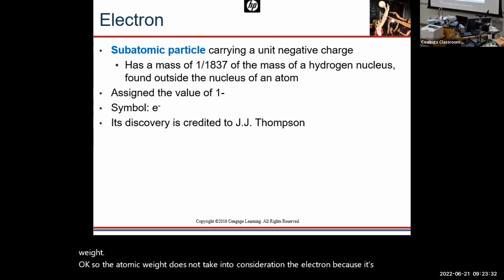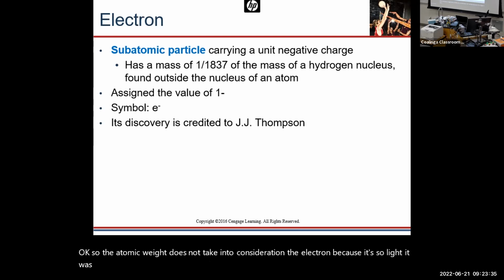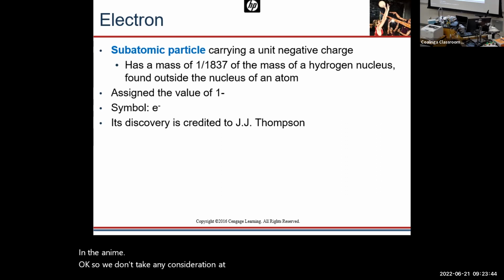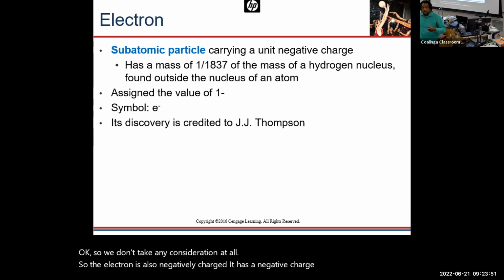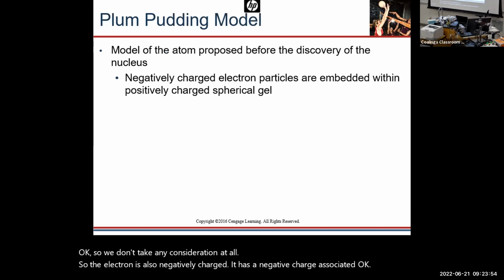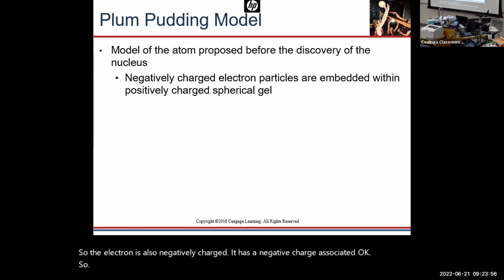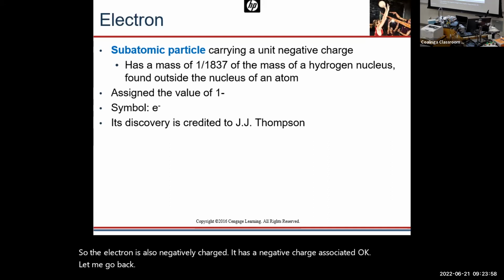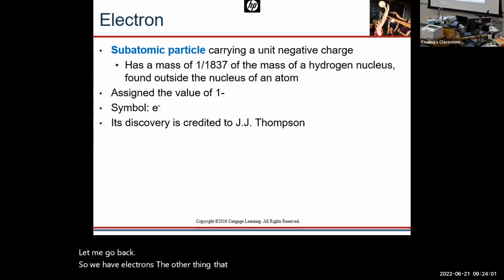What did I just say? The electron is so light. Okay, so we don't take any consideration at all for the weight. The electron is also negatively charged. It has a negative charge associated with it. So we have electrons. The other thing that we have are protons. Protons are positively charged.